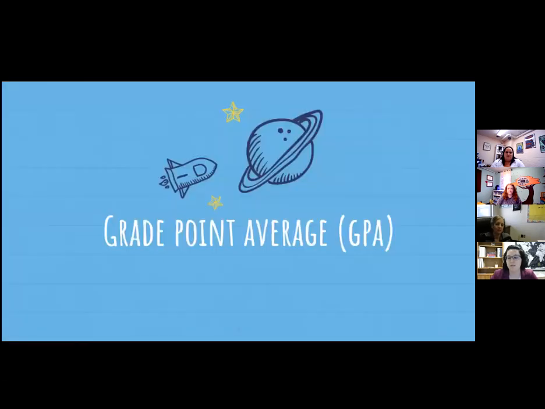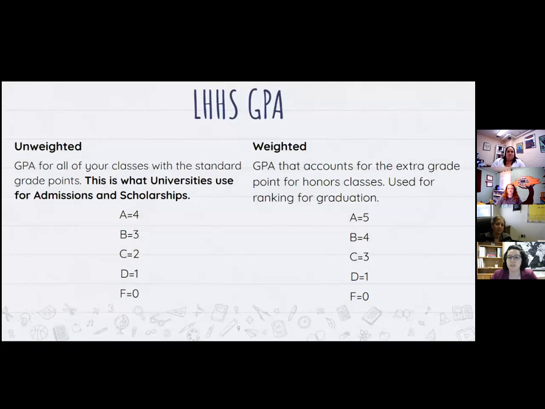So grade point average, most of the time you'll hear this referred to as GPA. So your LHHS GPA. First is the unweighted GPA. This is the grade point average for all your classes with the standard grade points. This is what universities use for admissions, for scholarships. An A earns you 4 points, B 3, C 2, D 1, and F 0. A weighted GPA is what counts for the extra point that you can earn for honors classes.